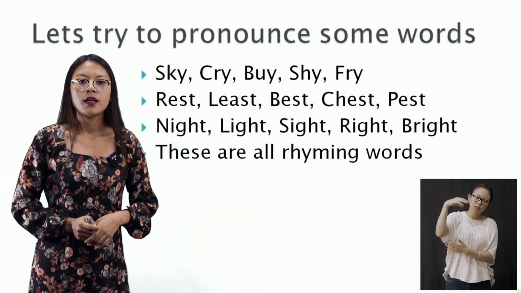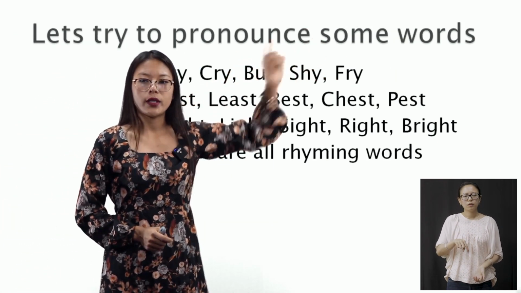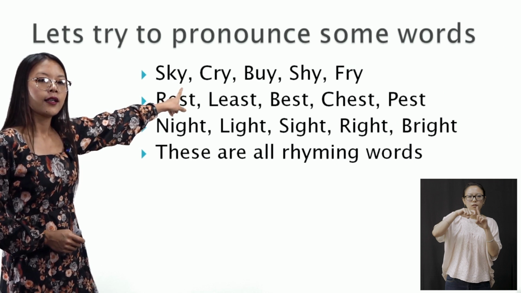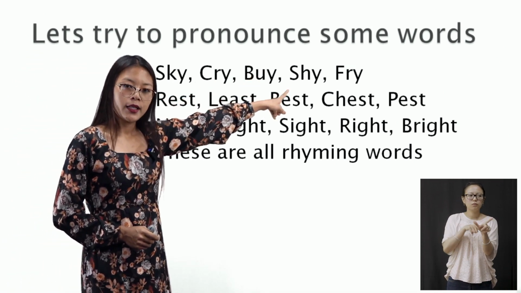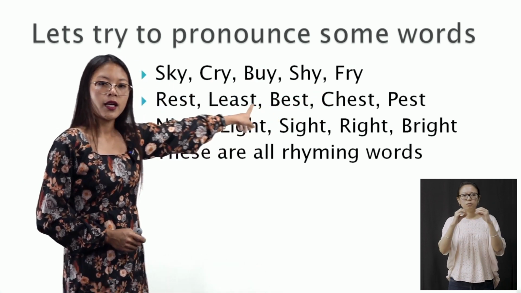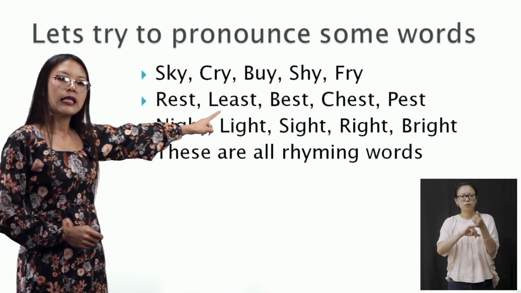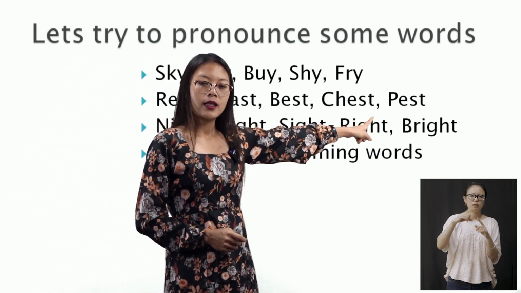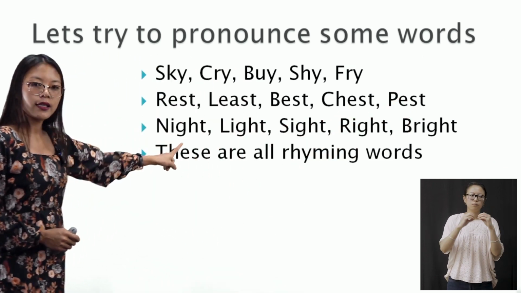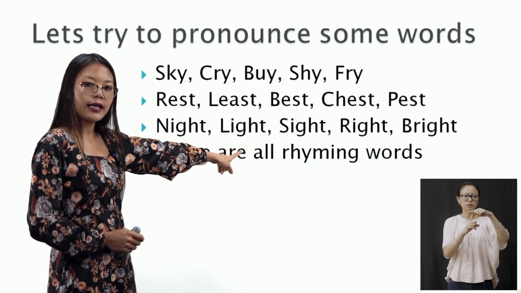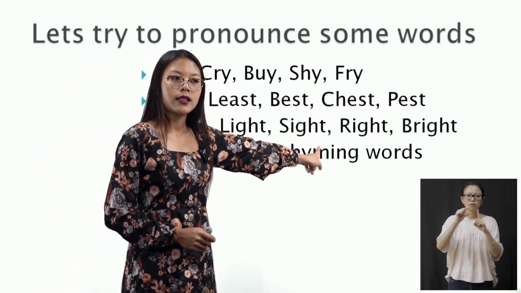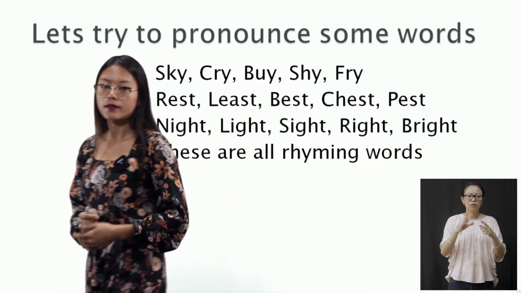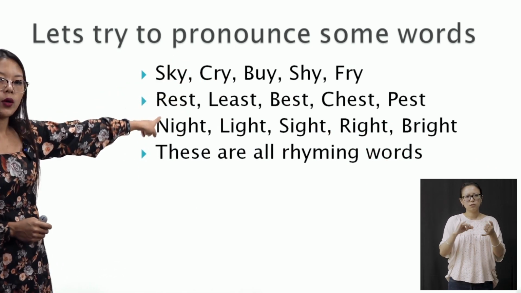Okay? Now, let's try to pronounce some words. So we all read together, word by word. Sky, cry, buy, shy, fry. Now next, rest, least, best, chest, best. Now next, night, light, sight, right, and bright. What are all these words called?